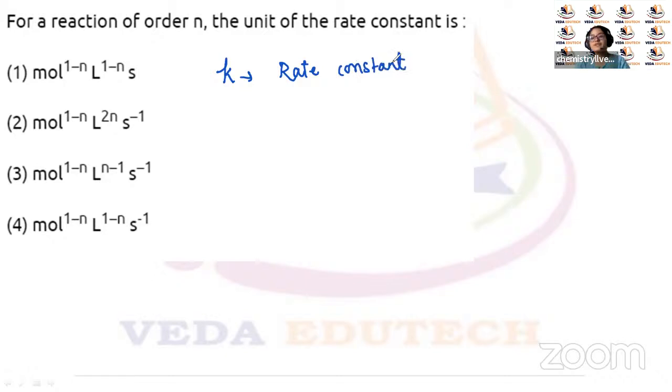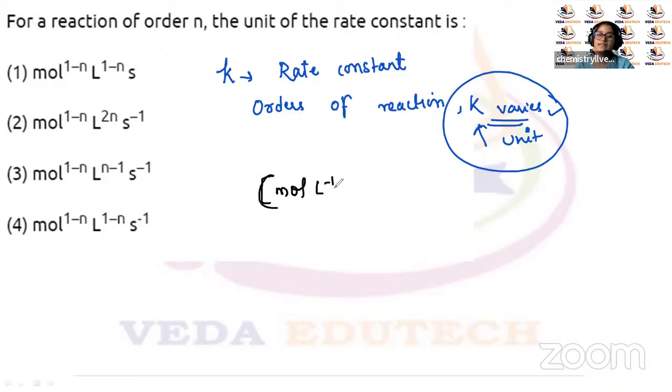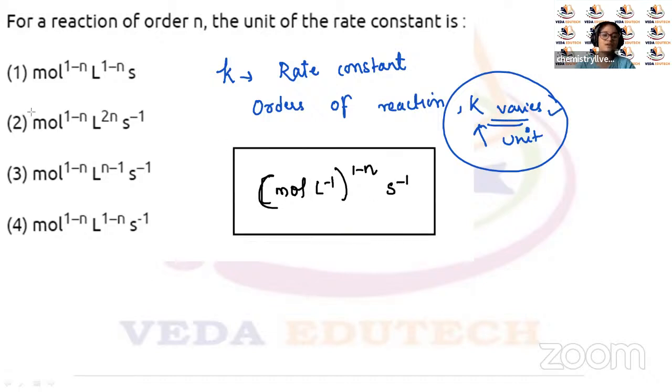Okay, and for different orders of reaction, the k value varies, right? The k varies for different rate of reaction. Different reactions, that is your k varies, means the unit will vary, right? So in general, if you want to find out the unit of the rate constant of any reaction, it is written as mole liter inverse to the power 1 minus n, second inverse. Yes, so this is the general form, and this is very, very important.